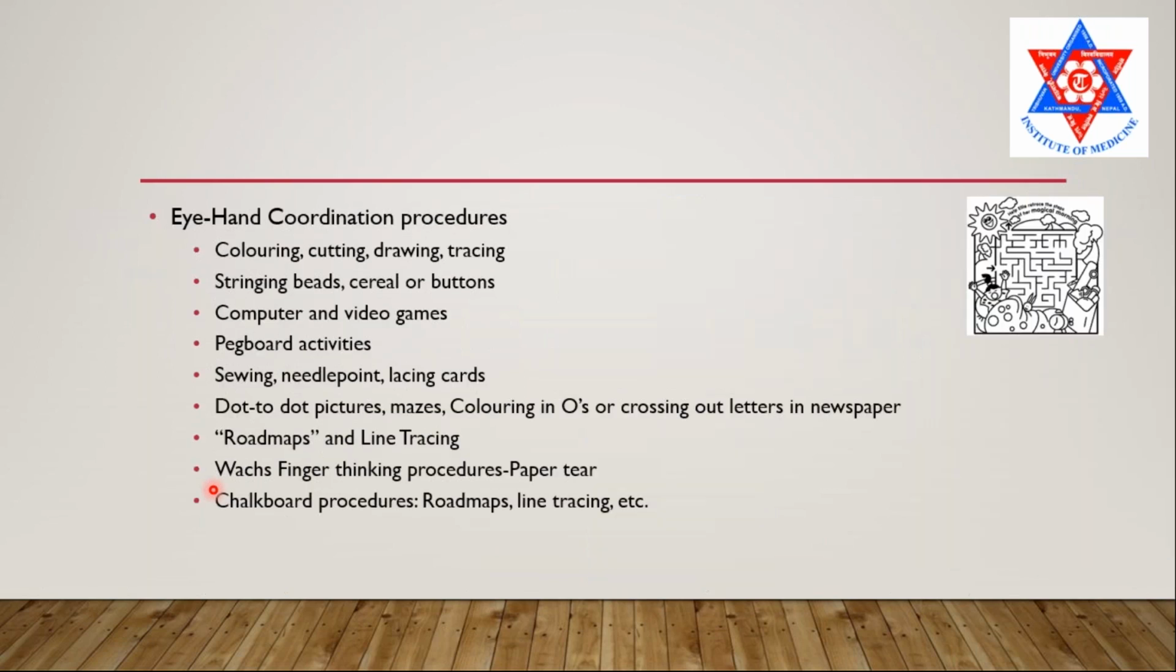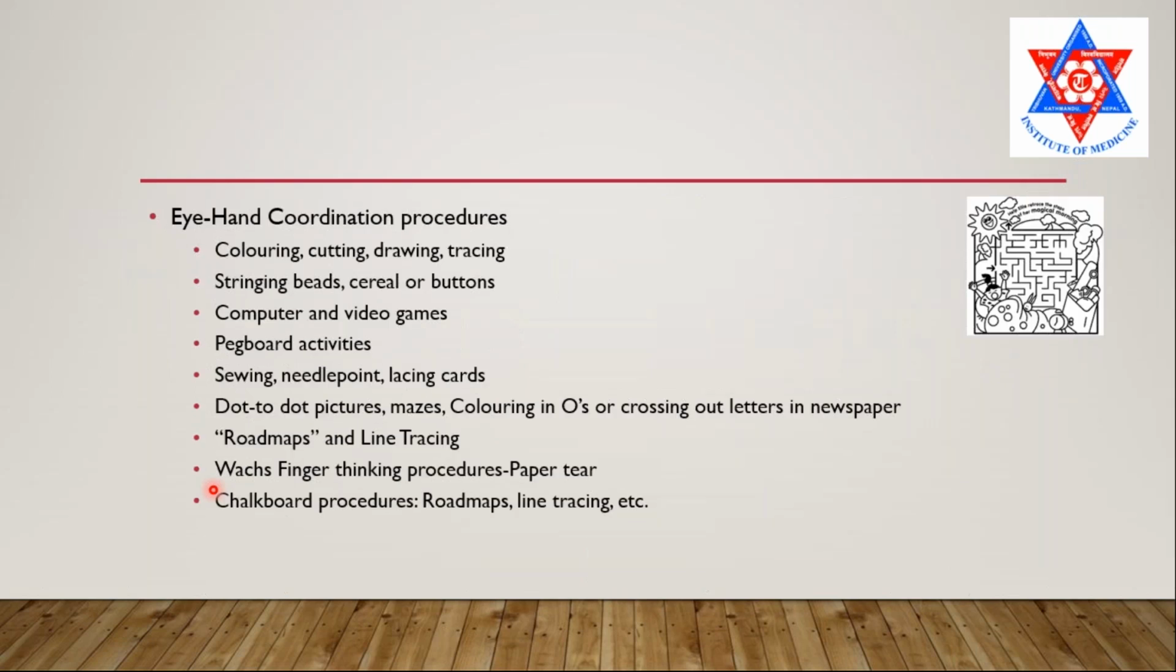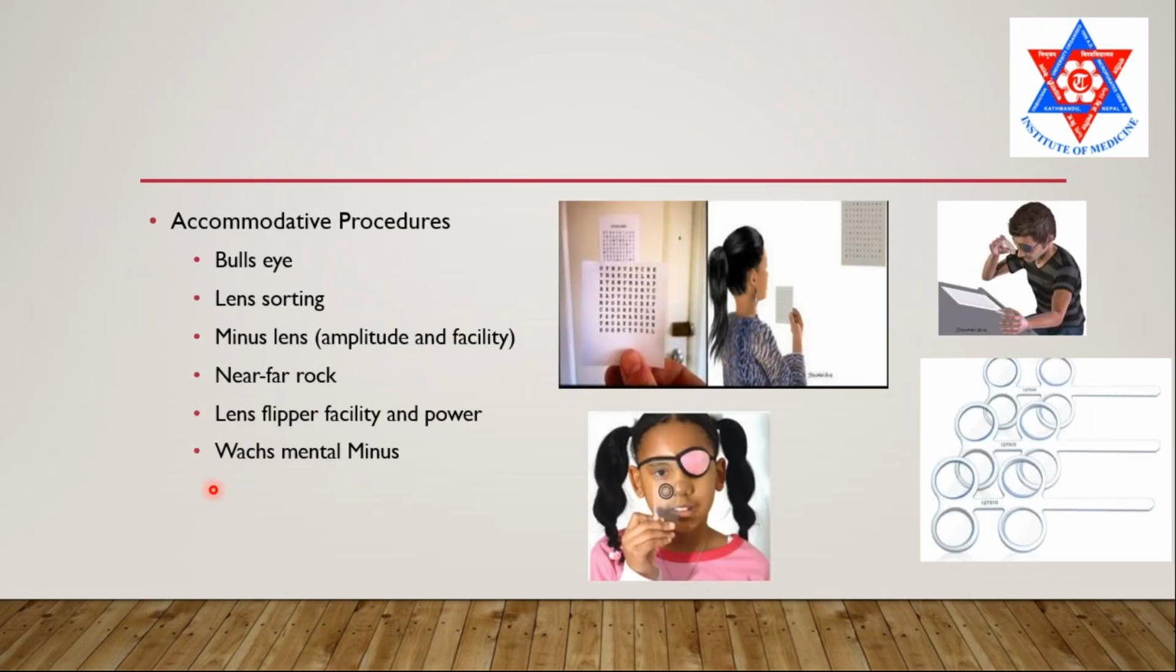The next category of monocular therapy activities that we can incorporate: some of these procedures, especially the accommodation procedures, are performed as office procedures, and pursuits and saccades can be performed either as office therapy procedures or home therapy procedures.